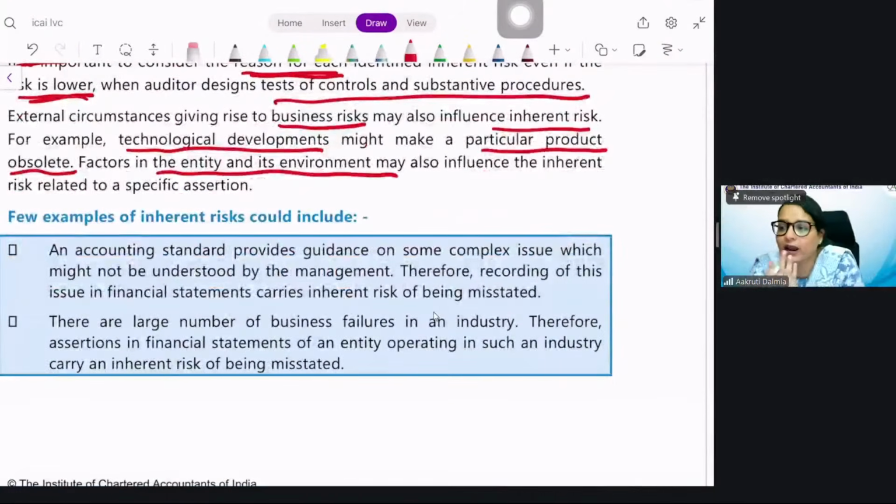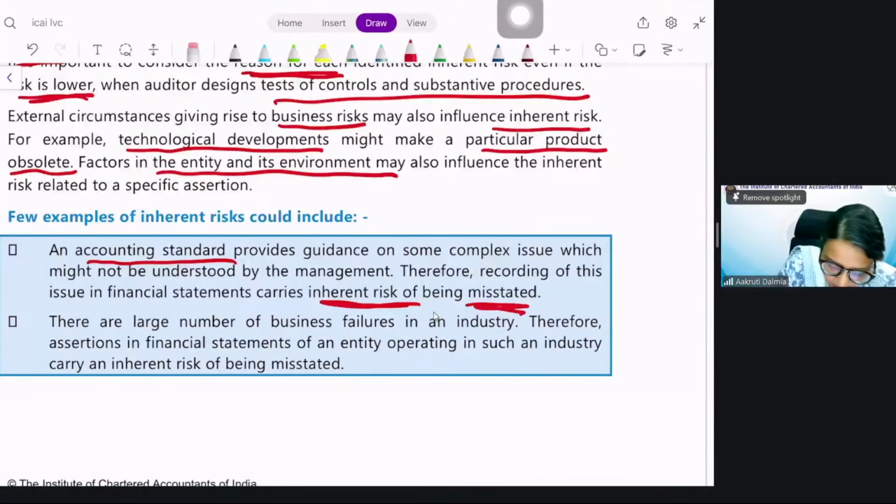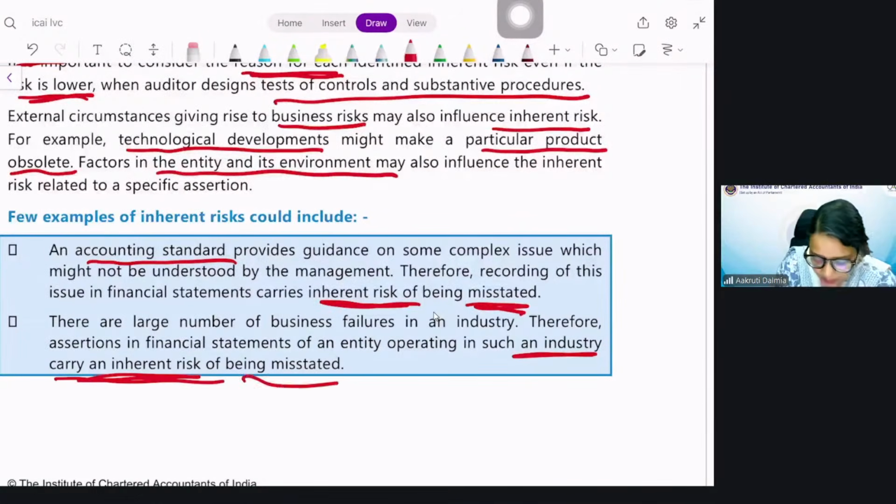New accounting standard, can that create inherent risk? Yes. An accounting standard provides guidance on some complex issue which might not be understood by the management correctly. Therefore, recording of this issue in financial statements carries an inherent risk of being misstated. There are a number of business failures in an industry. Therefore, assertions in financial statements of an entity operating in such an industry carry an inherent risk of being misstated.